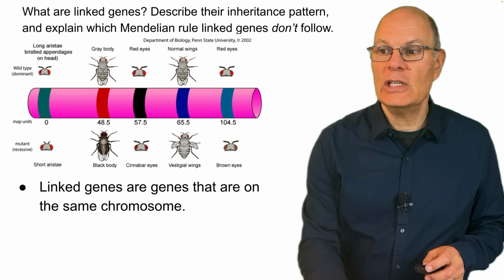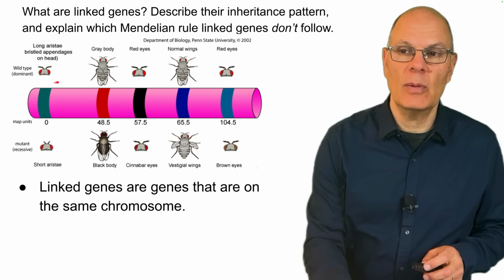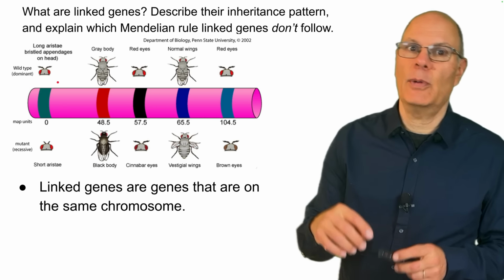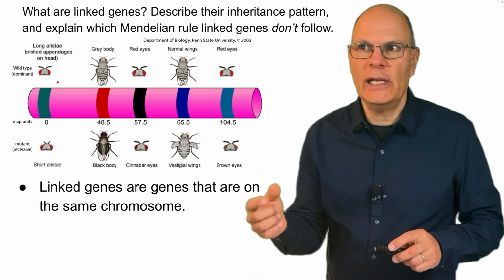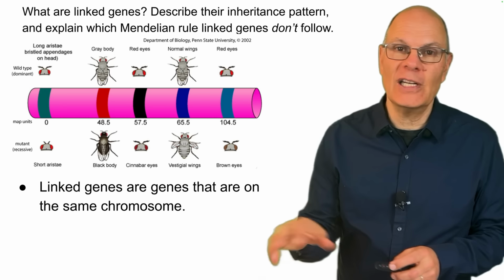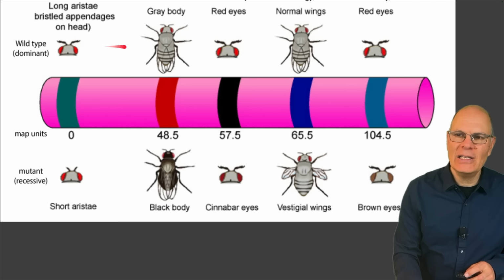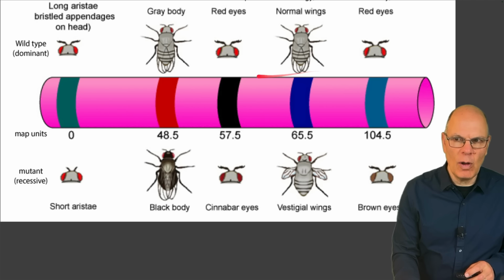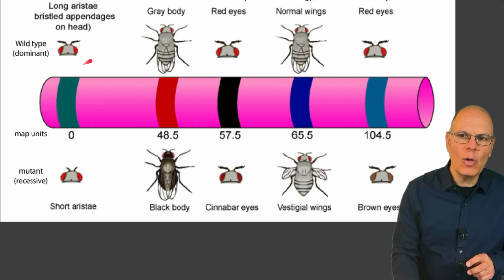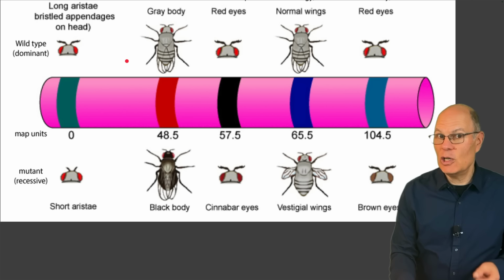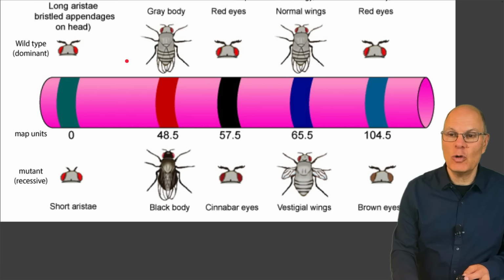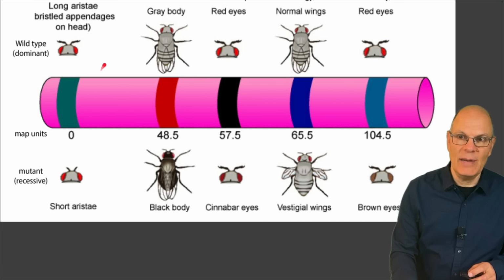Linked genes are genes that are on the same chromosome. So fruit flies, as opposed to peas, were the widely used experimental organism to discover the principles of non-Mendelian genetics. And here you can see one chromosome from a fruit fly, and there's a whole variety of genes, sequences of DNA that code for specific traits that are located on the same chromosome.